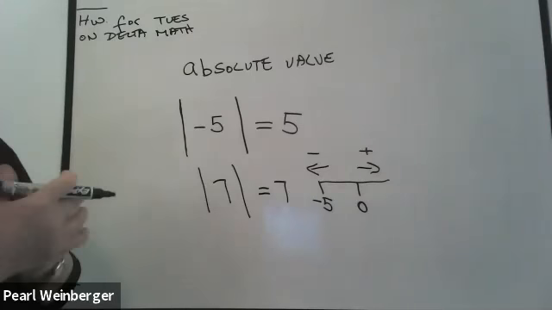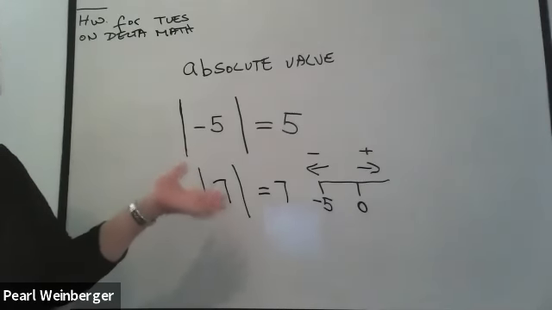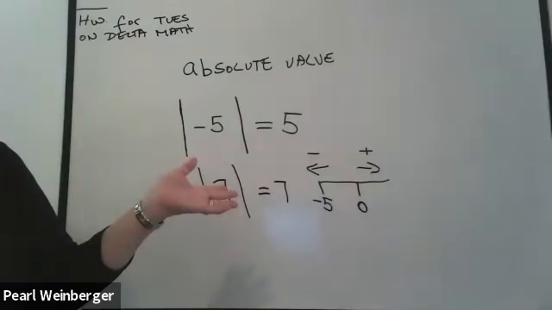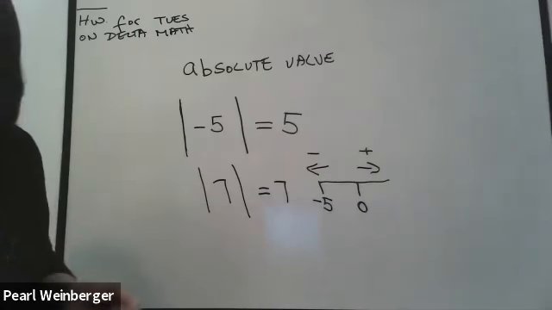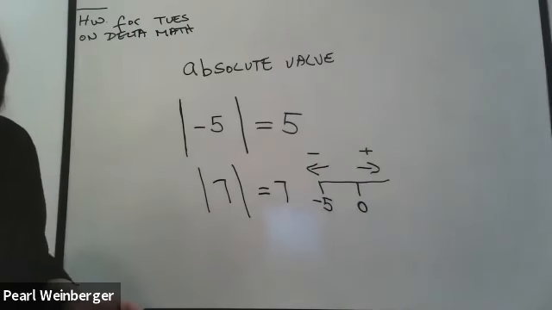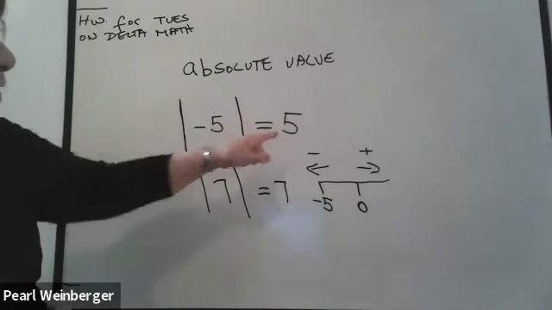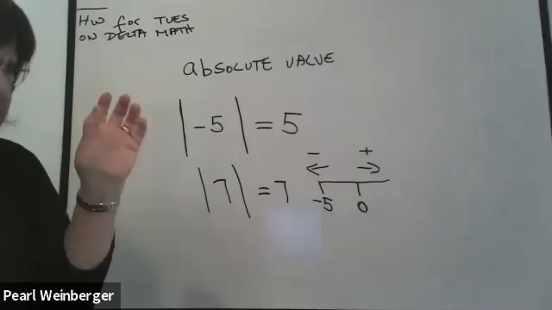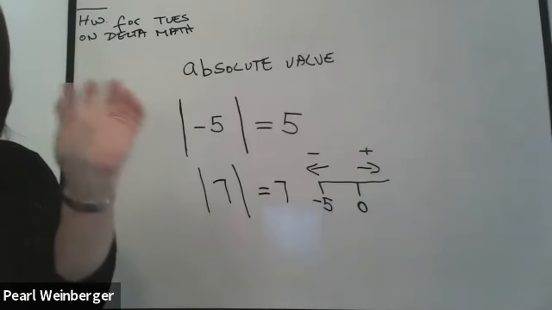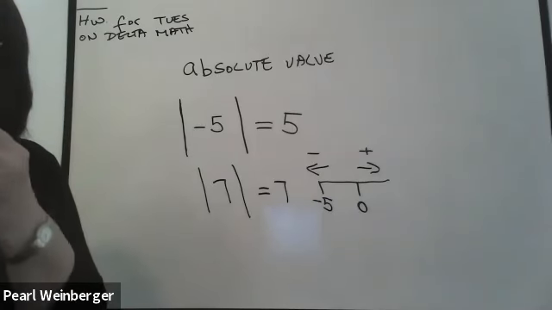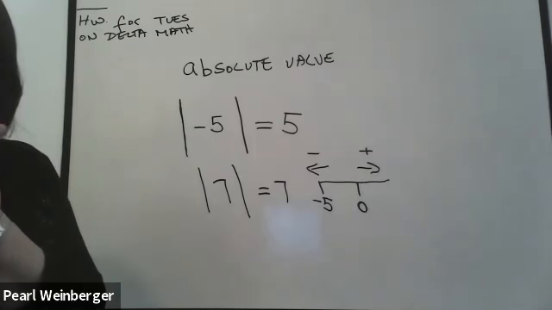If I asked you, okay, it's -2 degrees, how many degrees is that away from 0? You would tell me it's 2 degrees away from 0. In other words, the absolute value of -2 is 2 because it's just telling you how far it is. It's not indicating what direction it's going.